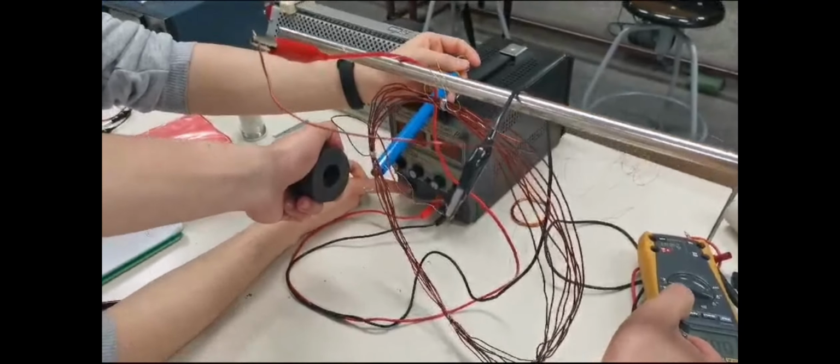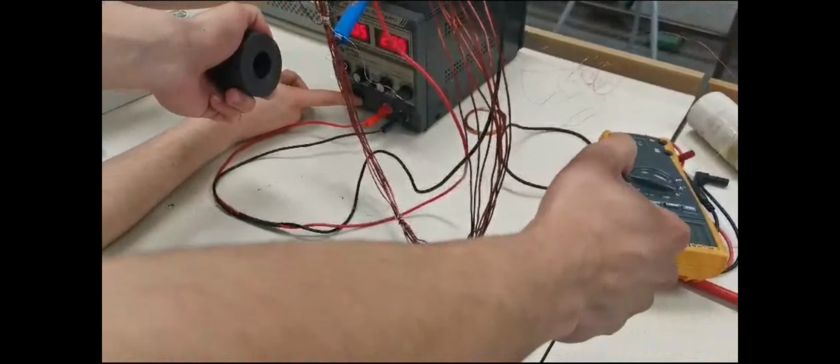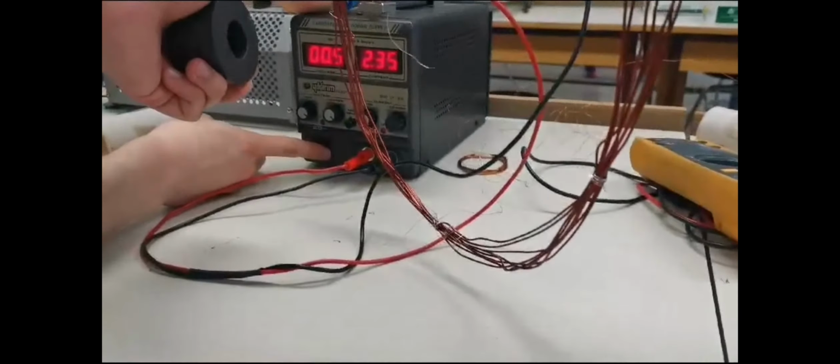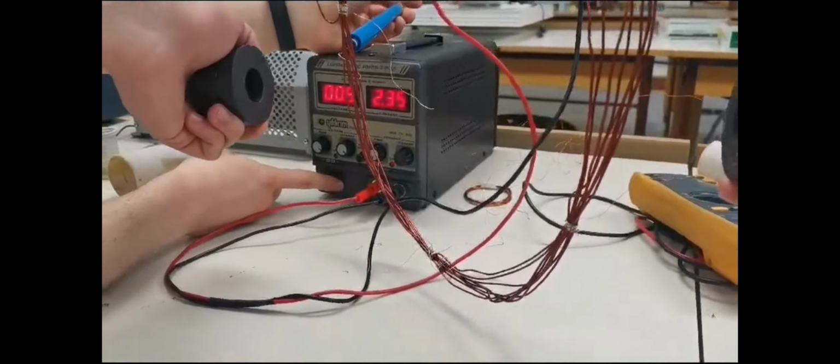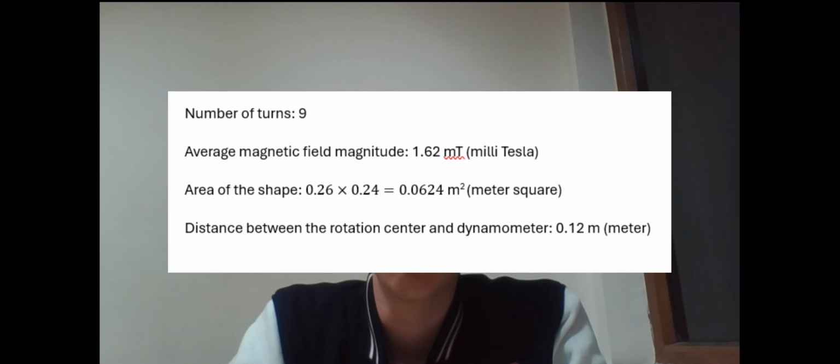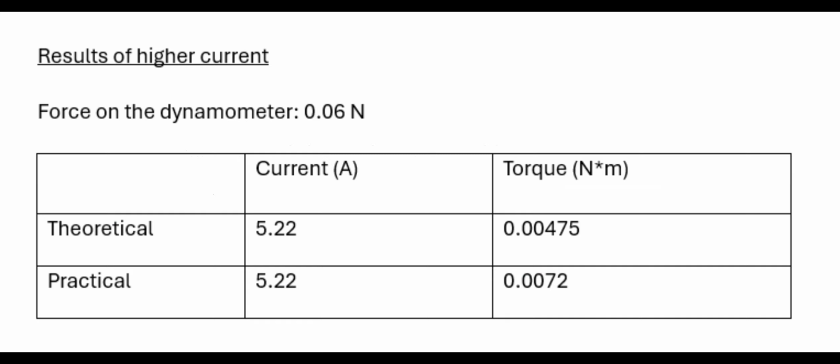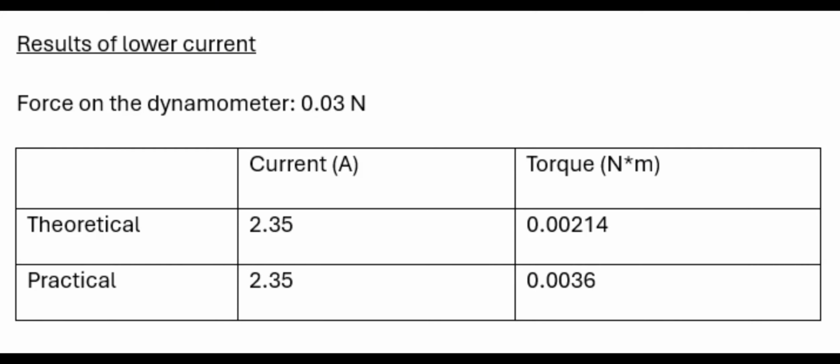Following that, the lower current. The results of the measurements were partly as expected. However, they were not the same. With the parameters I set, the results were this for the higher current and this for the lower current.